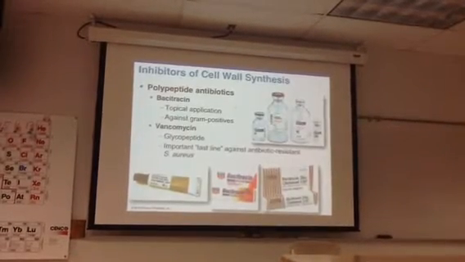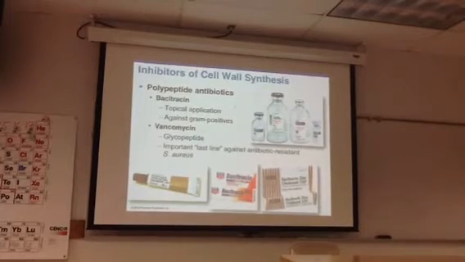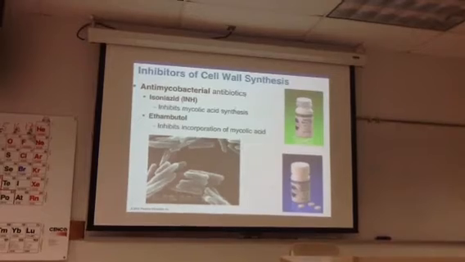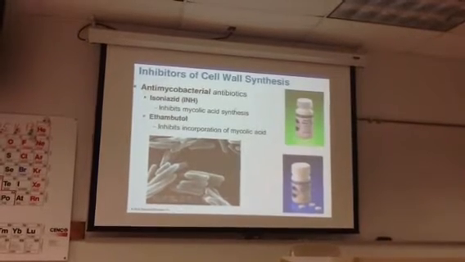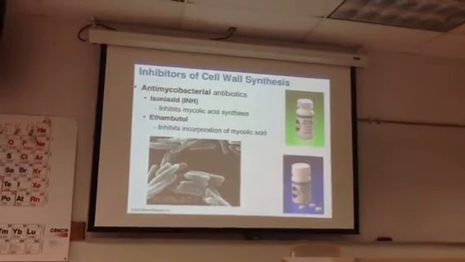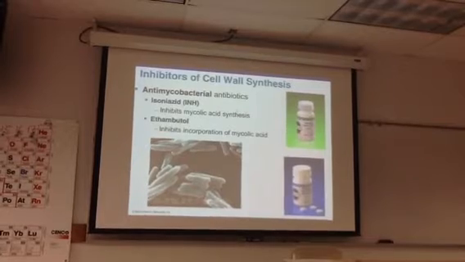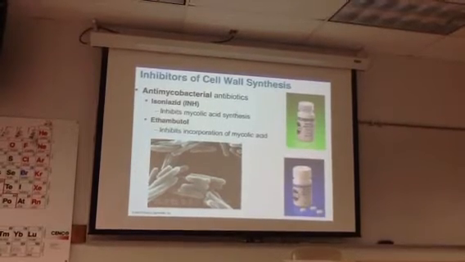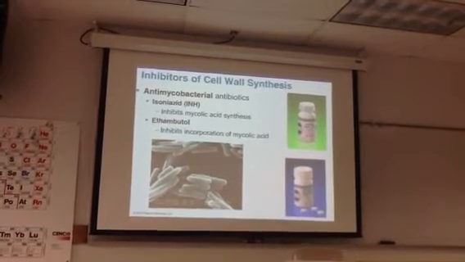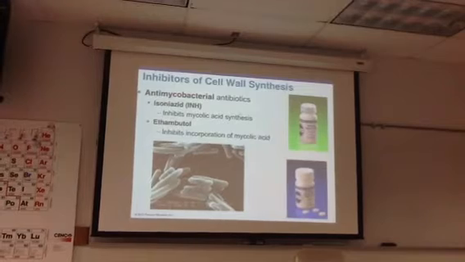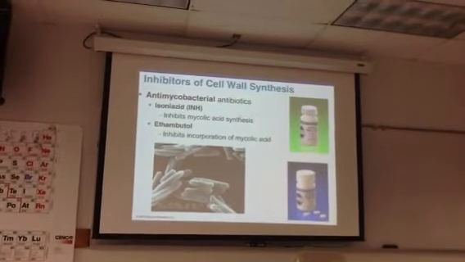Cephalosporins, vancomycin, they inhibit cell wall synthesis. However, if you have a mycobacterium, you need to take an anti-mycobacterial drug. Because where is the mycolic acid? Where's mycolic acid found? In the cell wall. So here you are inhibiting the cell wall synthesis, but you have to take an anti-mycobacterial.